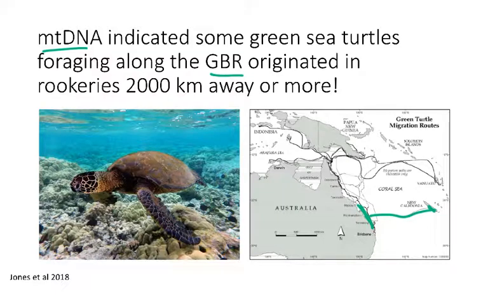So again, this is giving us information that the turtles who are feeding on the Great Barrier Reef actually come from really far away. They travel these huge distances. So if we want to make sure we're conserving that species, we have to conserve its rookery, its foraging ground, and also that whole route that it has to take to get there.